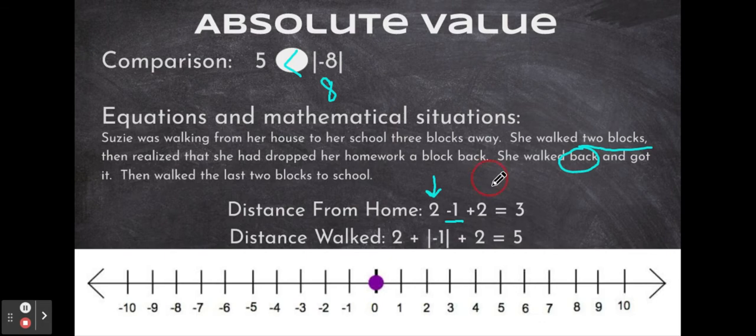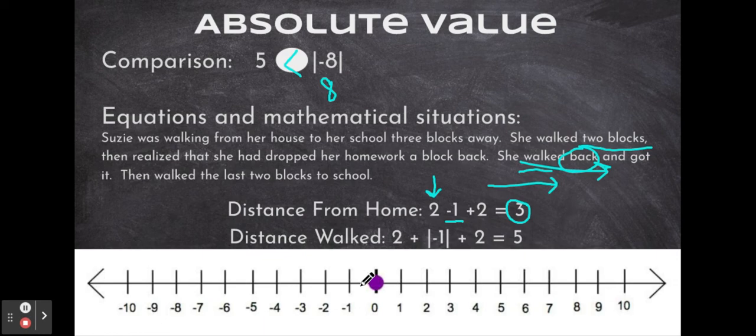So she's walking this way 2 blocks. Then she goes back 1 block. Then she walks another 2 blocks to get to school. Okay, so she ends up 3 blocks from her house. 2 minus 1 is 1, plus 2 is 3. That gets you to those 3 blocks.